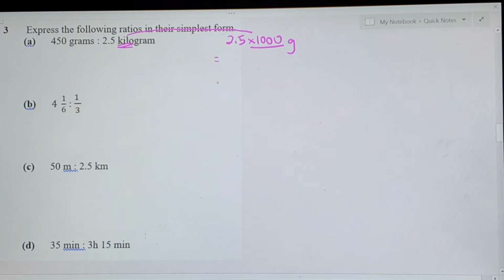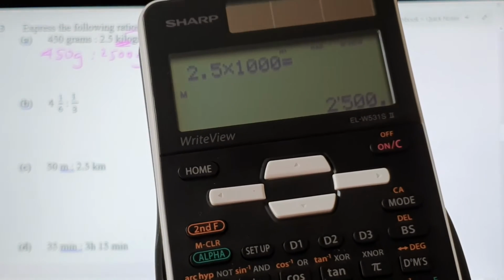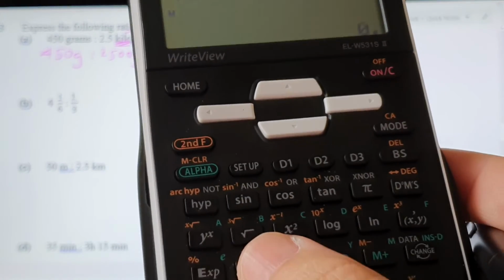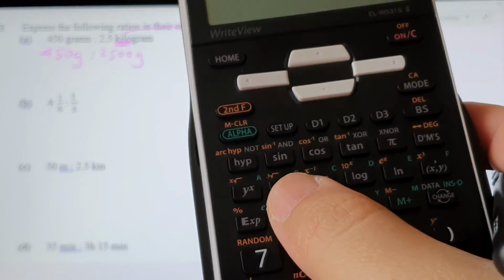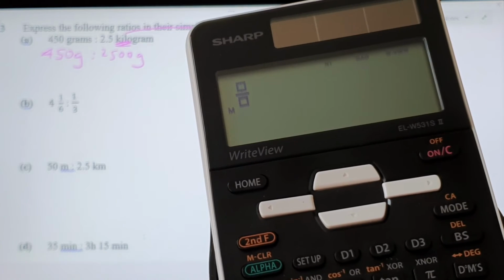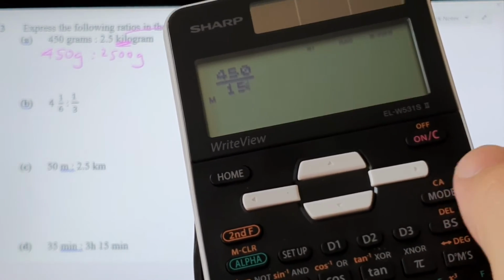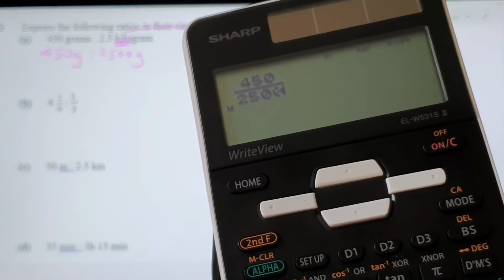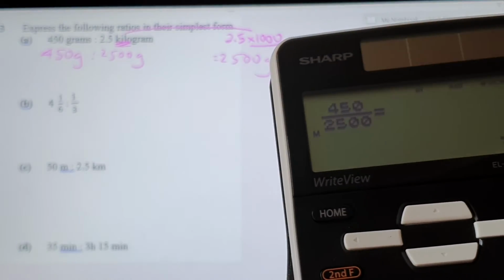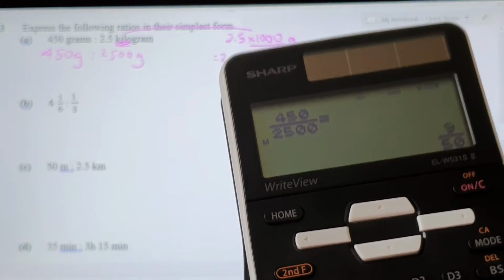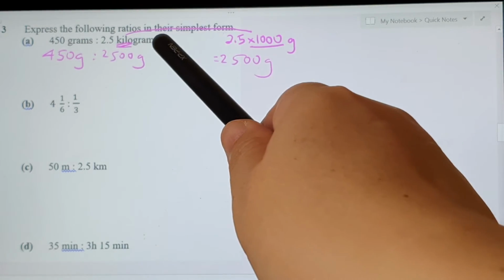Okay, so it's 2500 grams. This is 450 gram, 2500 gram. And then when you press calculator, you press A over B, right? A over B, you press already, you get this. Then you press 450 over 2500, and 9/50. Now don't write 9/50, because they want ratio, right?